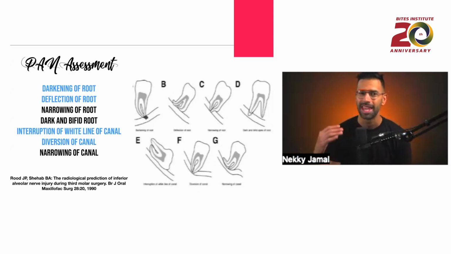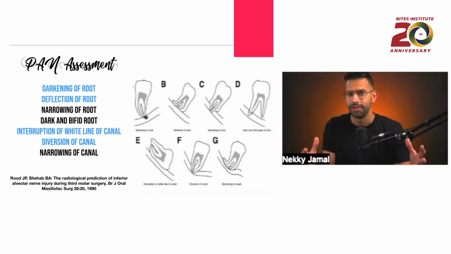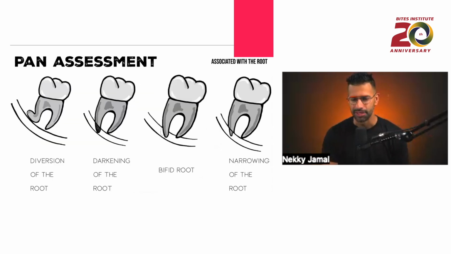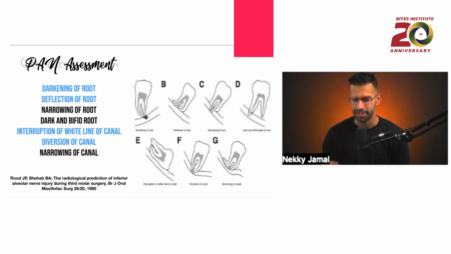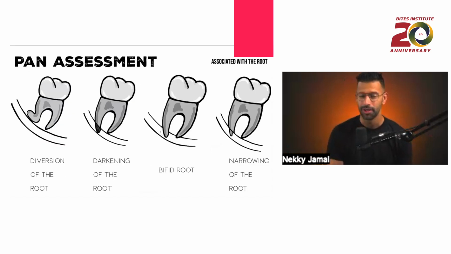But Rood and Shehab came up with these, and they're like, if you have a darkened root, deflection of the root, interruption of the white line, or diversion of the canal, those are the higher risk radiographical signs that we look at to predict a higher nerve injury. And so really I couldn't understand these images because they were so blurry. So I made my own.